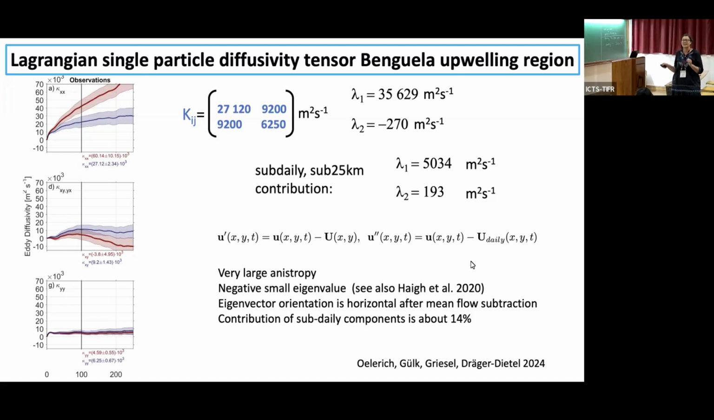So we see that generally you have a very large anisotropy. If you calculate the eigenvalues, you see that even your second eigenvalue gets negative, which can occur if these two are very different or if this is very large. Now we can also, from our sub-daily contribution, diagnose the diffusivities, and we find that those are also still anisotropic and account for about 14% of the total diffusion.